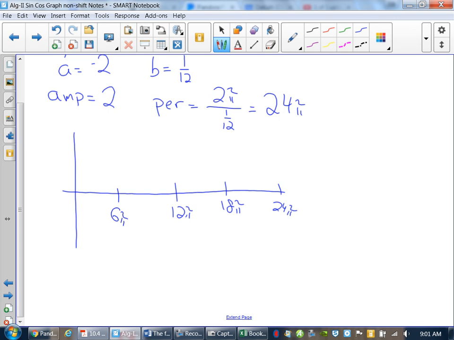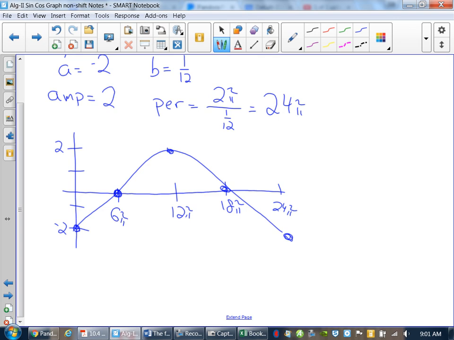The A value here was -2. So cosine starts at its A value. This time it's negative. That's fine. It just still rotates through the other points. So you have now a reflected cosine graph.